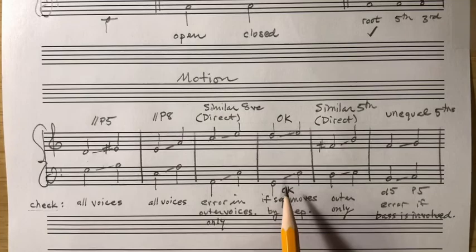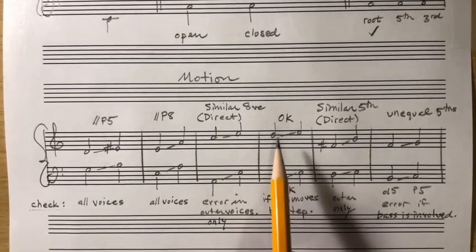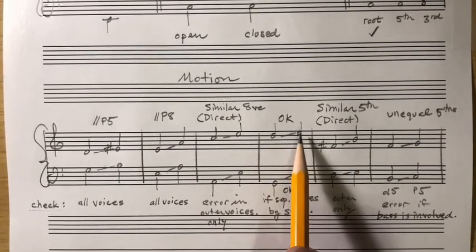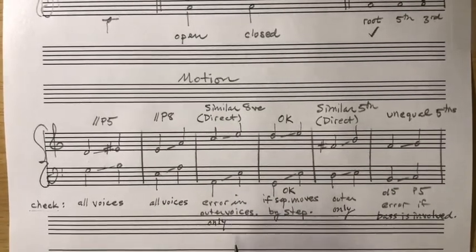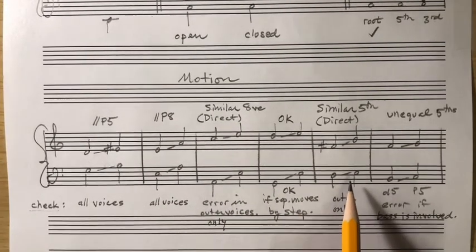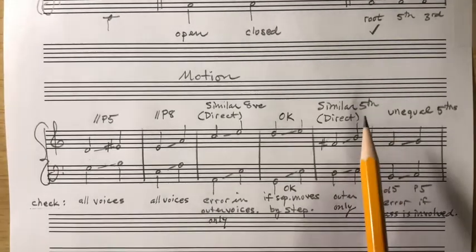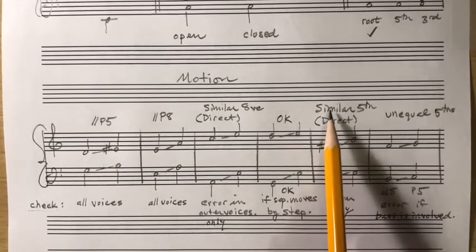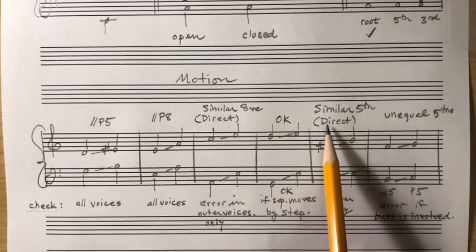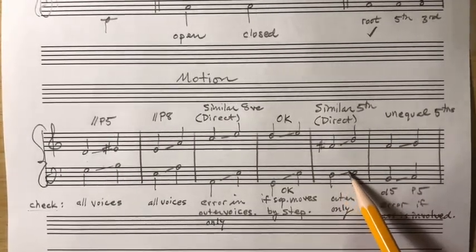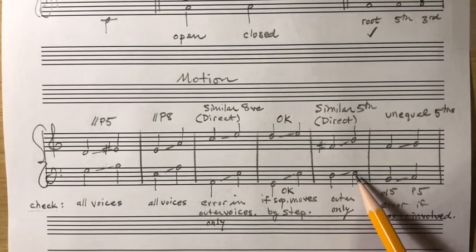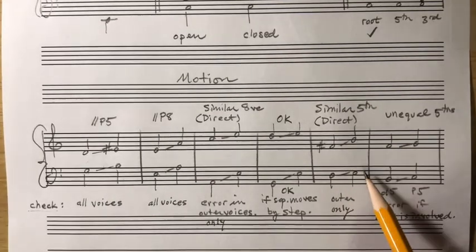So in this case, the stepwise motion of the soprano makes it okay to have similar or direct octaves in the outer voices. This is very much the same. The potential error is called similar fifths or direct fifths. We can see we have two voices ascending and they're landing on a perfect fifth, E up to B.